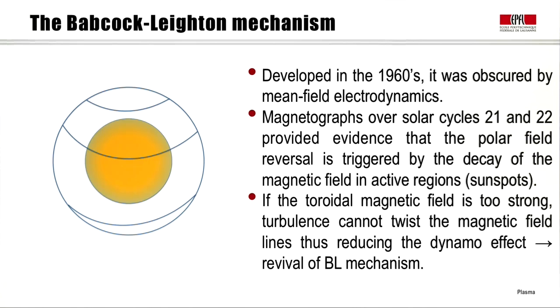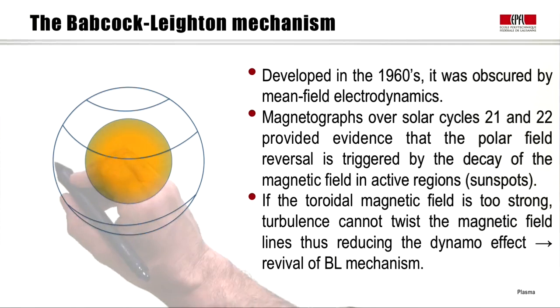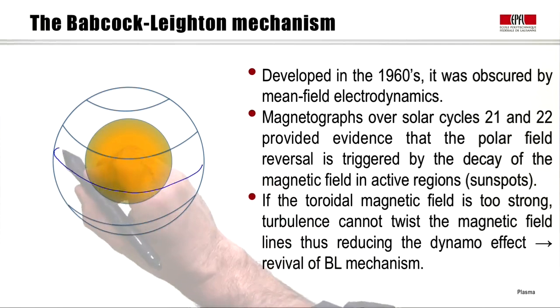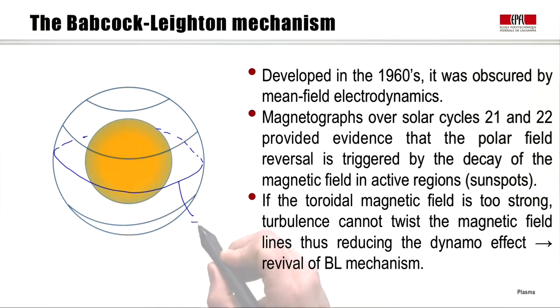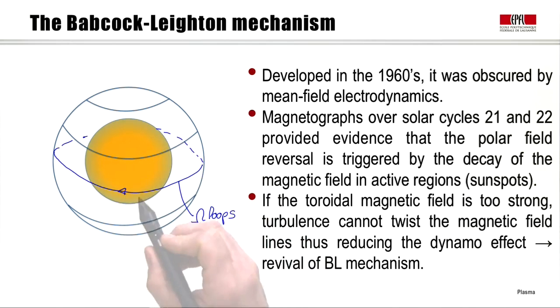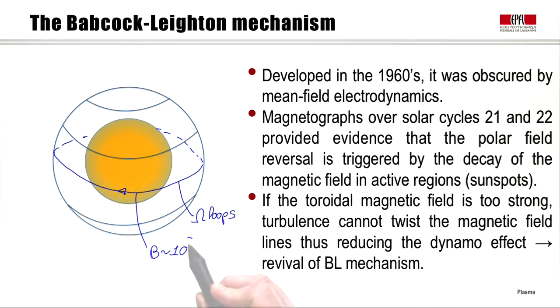At first, it was noted that the end result of the first stage of the dynamo mechanism could result in magnetic field lines, the so-called omega loops, which are toroidally oriented and extremely intense, of the order of 10^5 Gauss. If the toroidal magnetic field in this field line is too strong, it is likely that turbulence cannot twist the magnetic field, and this would reduce the dynamo effect. This has produced in recent years a revival of the Babcock-Leighton mechanism.